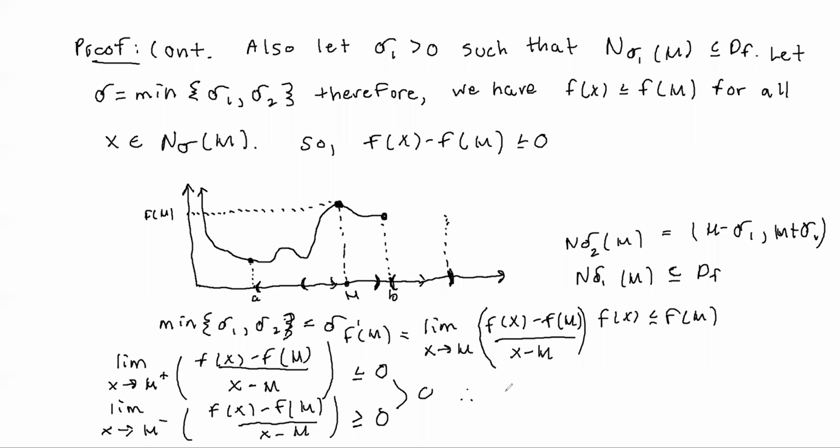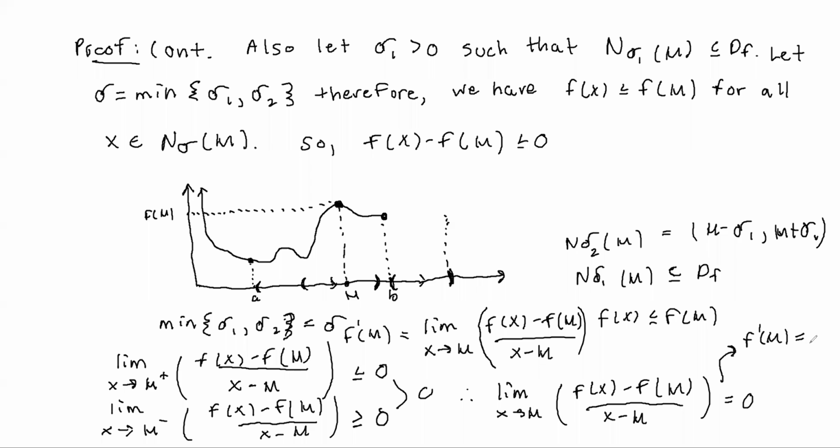So therefore, the limit as x approaches mu of f of x minus f of mu over x minus mu equals 0. Because remember, we assume the limit exists. So that's the proof. So this means f prime of mu equals 0. So that was theorem 1.